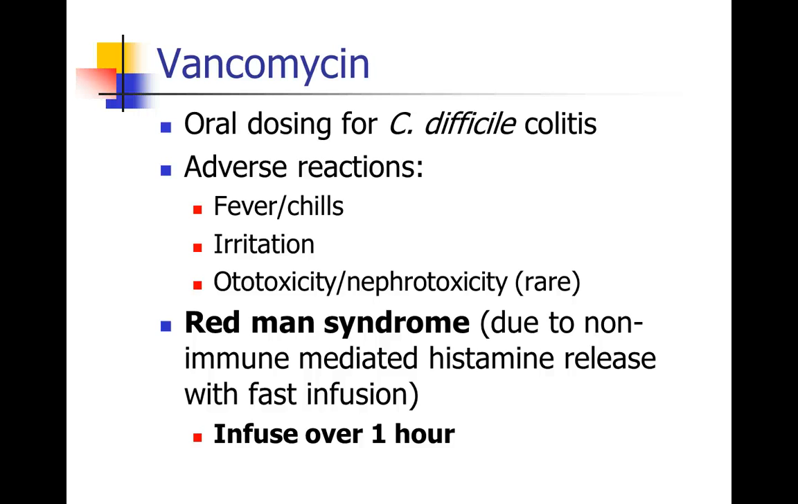Common adverse reactions of vancomycin include fever and chills, irritation at the IV site, and toxicity to the ear and occasionally to the kidneys. Many people are on the lookout for red man syndrome, where patients do actually become very red in their skin. And this is due to that non-immune mediated histamine release that we've discussed. And it can be largely avoided if the drug is given slowly over the course of an hour. As it's given faster, patients will develop red skin, itching, and hypotension.